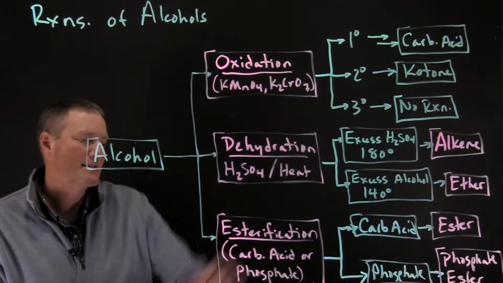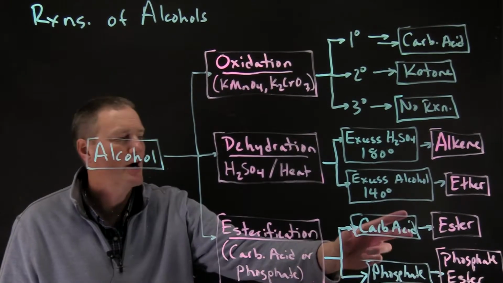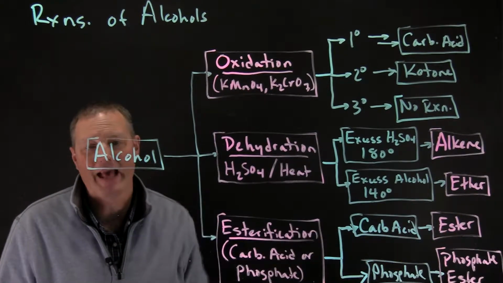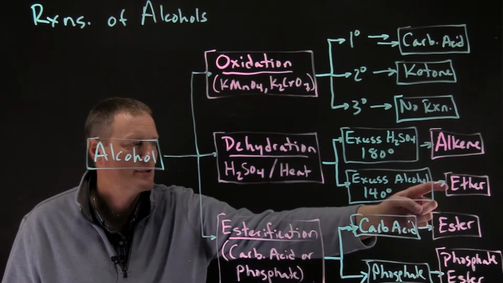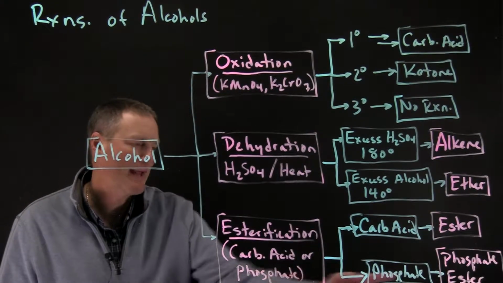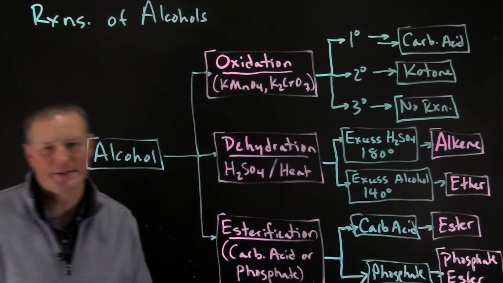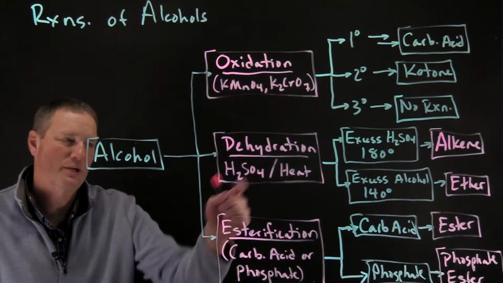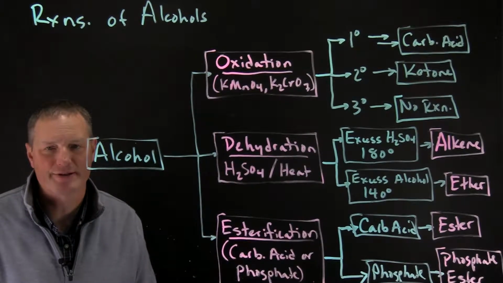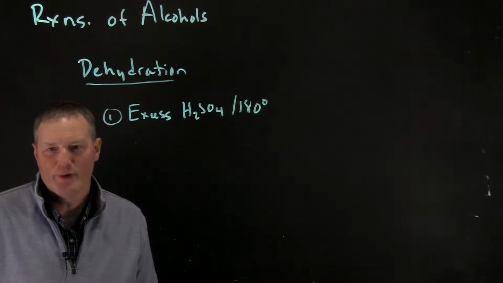Okay. Lastly, this last third type of reaction is the esterification. If I use a carboxylic acid and combine it with my alcohol, I get a group called an ester. Be careful not to confuse ether and ester. And lastly, if I add a phosphate to an alcohol, I get what's called a phosphate ester. So in this next section, we're going to take a look at some specific examples of these two types of reactions. So let's go through an example of dehydration of an alcohol.